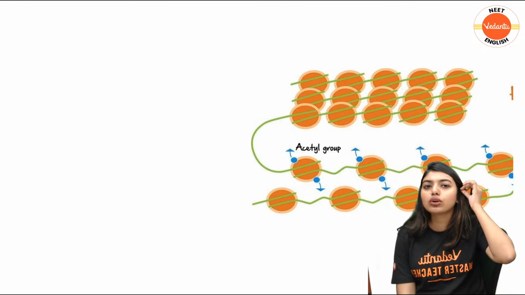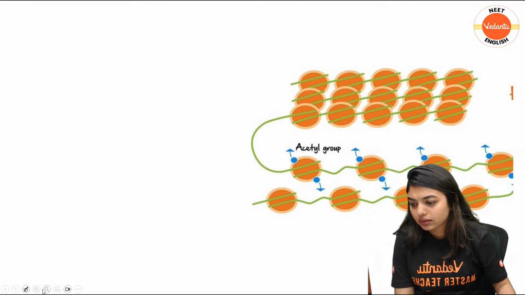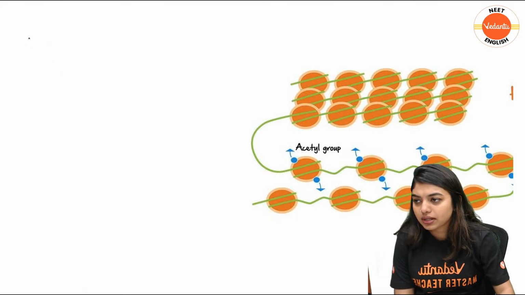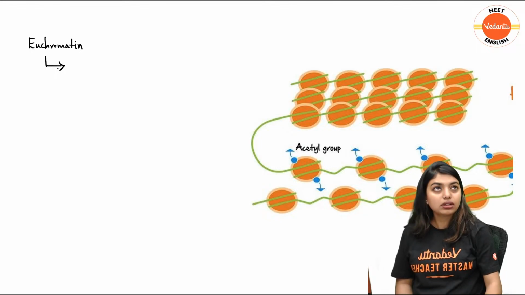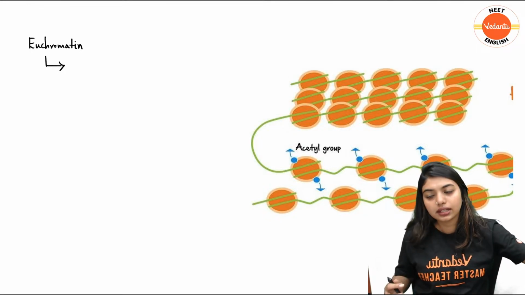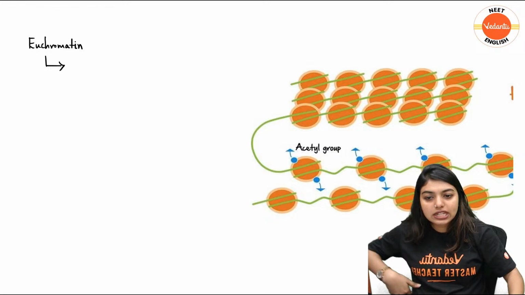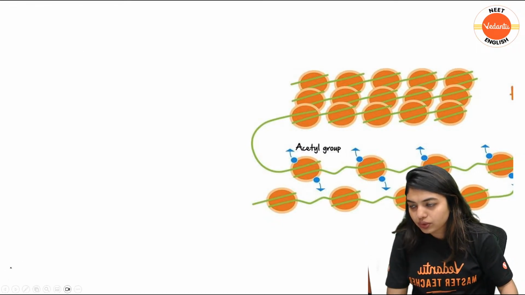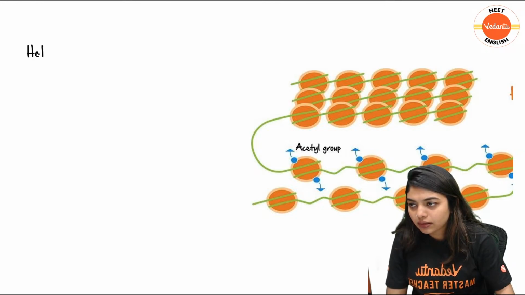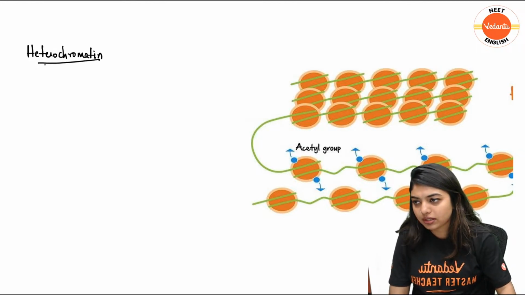Okay, so students, 2 types of chromatin are there. First one is euchromatin, and then heterochromatin. Euchromatin is the one which will be loosely packed. This is the euchromatin which you see. I think I'll write it in that order only, otherwise you will get confused. So here we will write heterochromatin. This is heterochromatin, okay, densely packed.